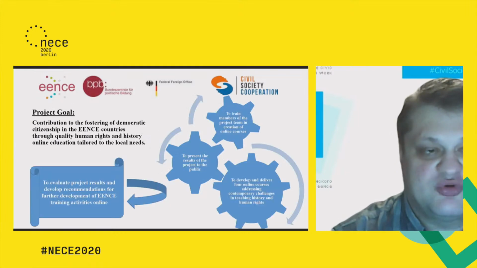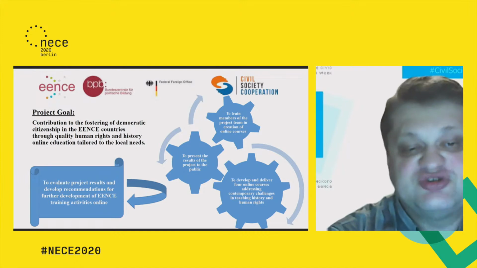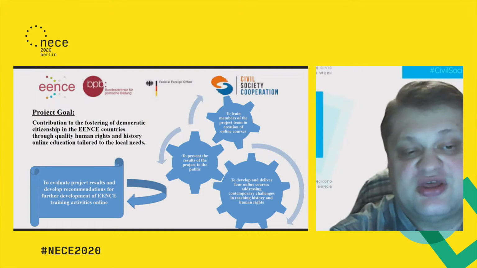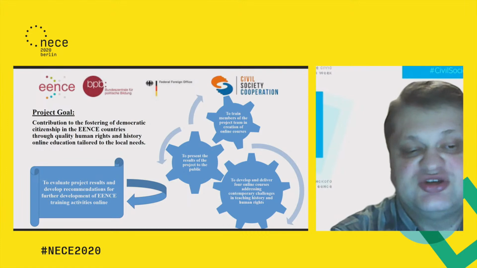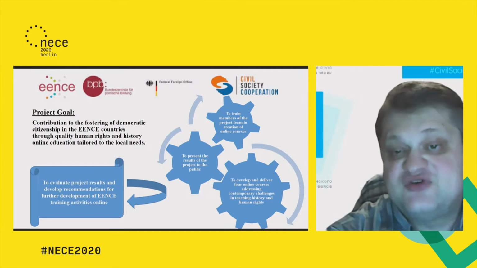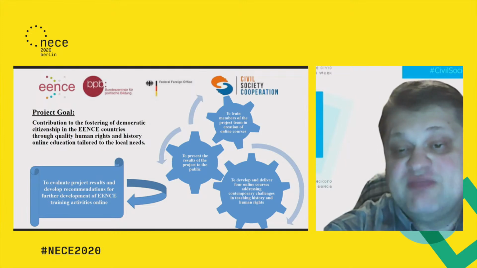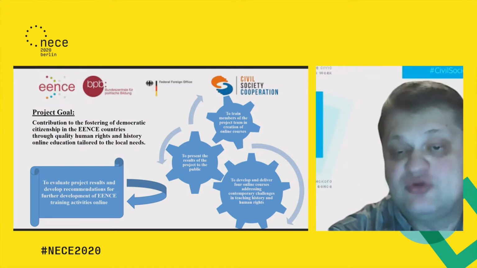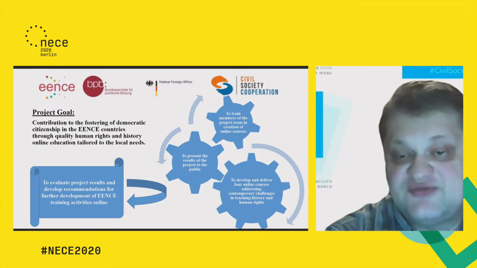So the goal of the project was the contribution to fostering of democratic citizenship in our region, through quality human rights and history online education tailored to the local needs. And our project had 4 objectives. The first objective was to train members of the project team in creation of online courses. In order to do that, there was a special course on how to develop online courses, and representatives of 5 countries from our region took part in that course.